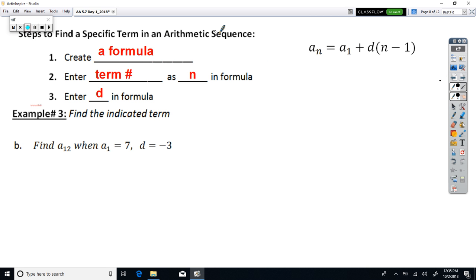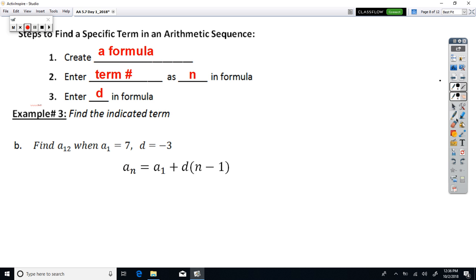Alright, so if you're asked to find the specific term, you're going to use the formula, and you're going to enter in the term number as n in the formula, and also enter d into the formula. Let's try this one. And then all you have to do is substitute in.